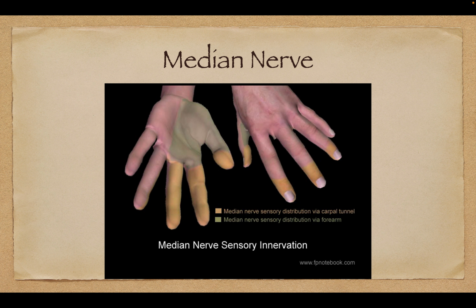This next photo is just to give you a little bit more of an understanding as to what sensory distributions we're getting from this median nerve. So we can see the half of the palm is getting innervated, the thumb, the pointer, middle, and half of the ring finger. The different shading is just which branch of the nerve is innervating what, like we covered in the previous slide.